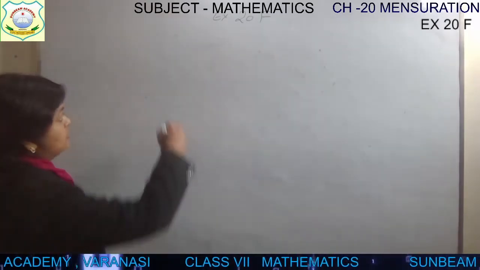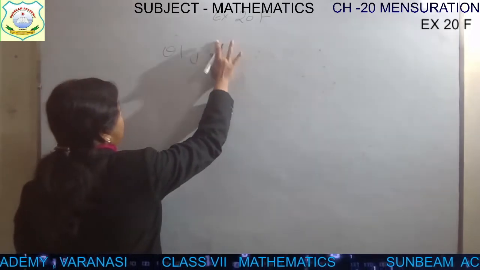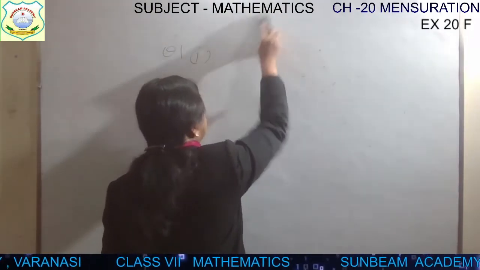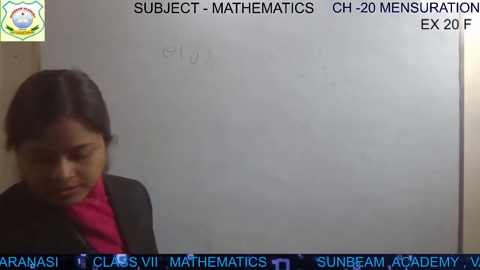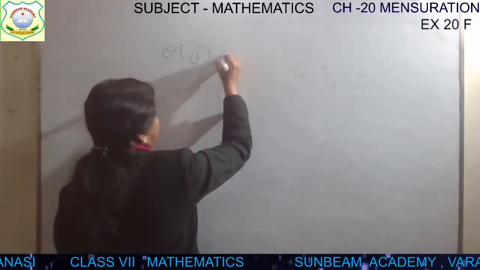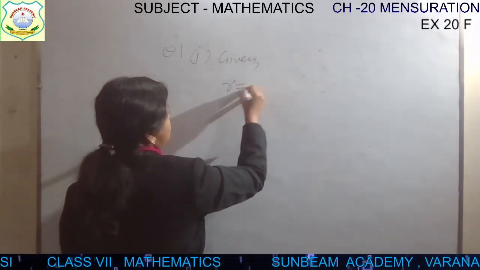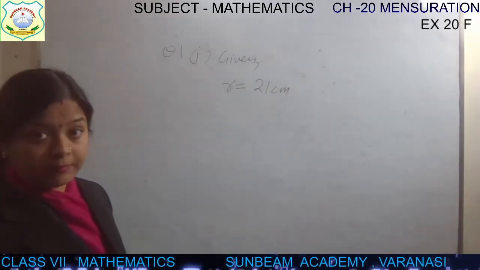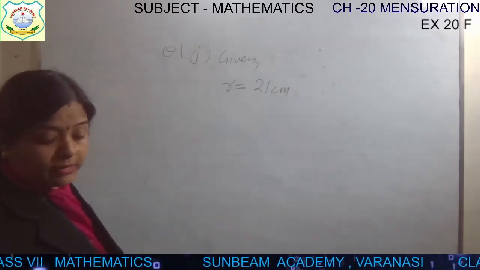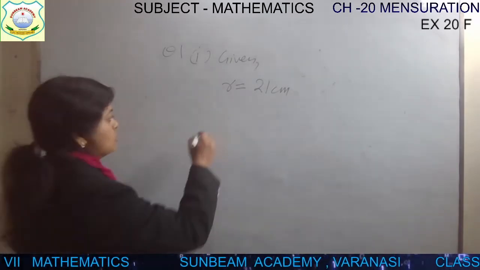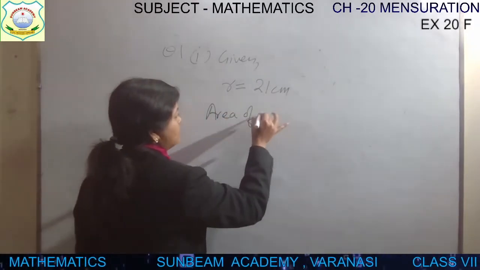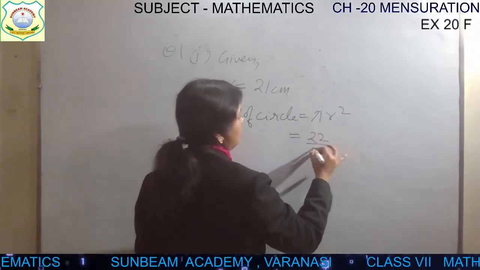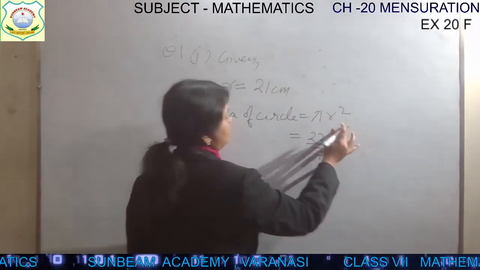Question number 1, first part, beta. Now, given. क्या given है? Radius of a circle is 21 centimeter. It is given to us. Now, they have asked for the area. So we know area of circle is equal to pi r square. This is 22 by 7. R square means 21 into 21.